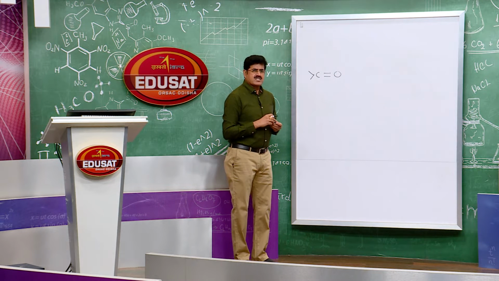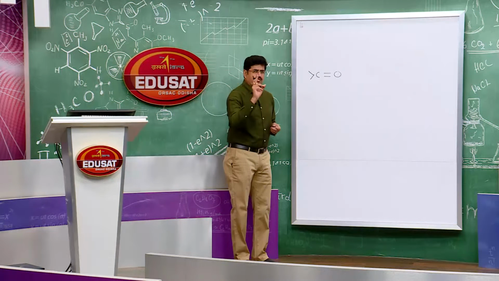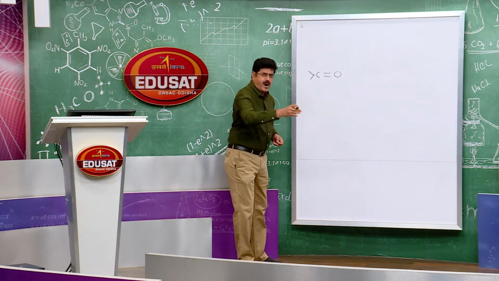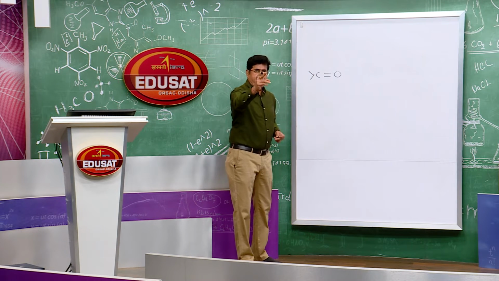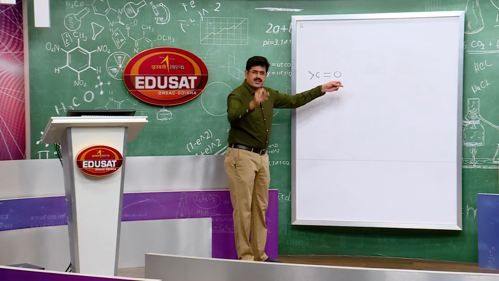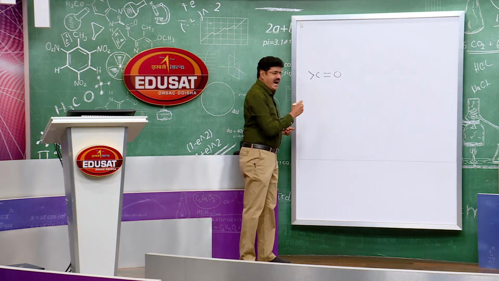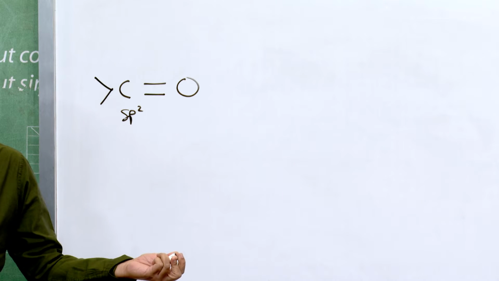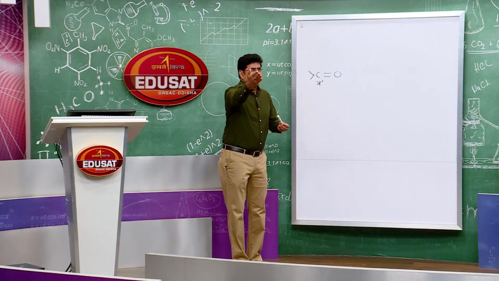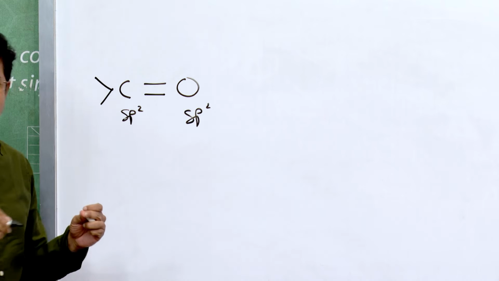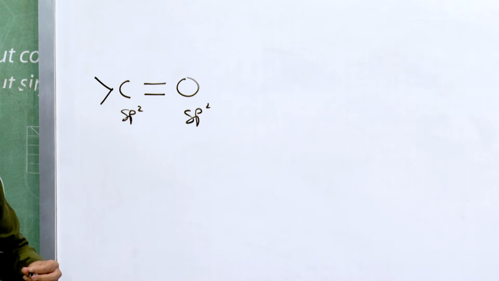Can you tell me the hybridization of the carbon atom here? Remember, when carbon is bonded to any other atom through a double bond, the carbon atom is always sp2 hybridized. So here carbon is double bonded to oxygen, so the carbon atom is sp2 hybridized. And what about the hybridization of the oxygen atom, students? It is also sp2 hybridized.